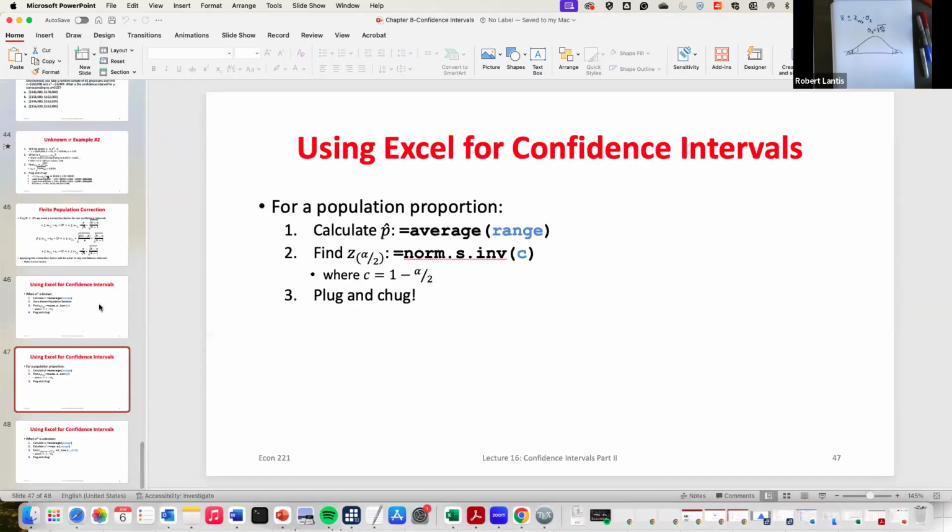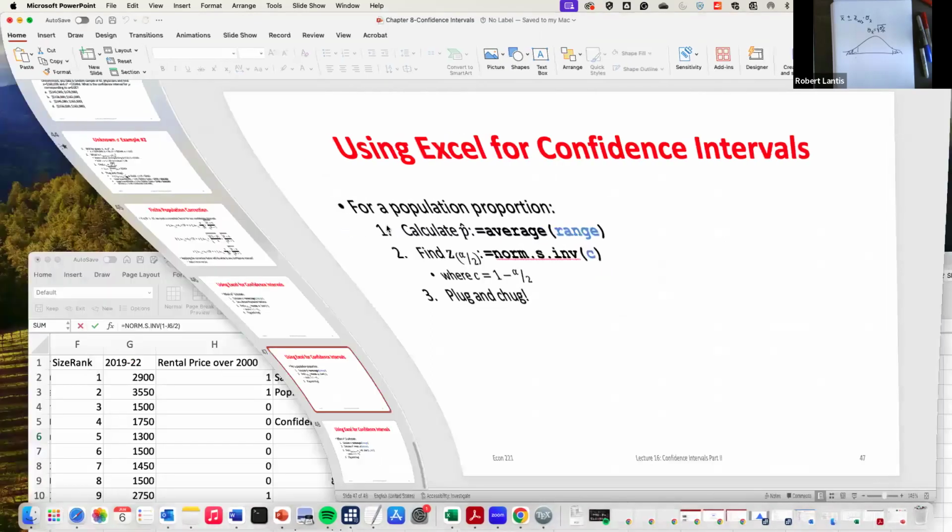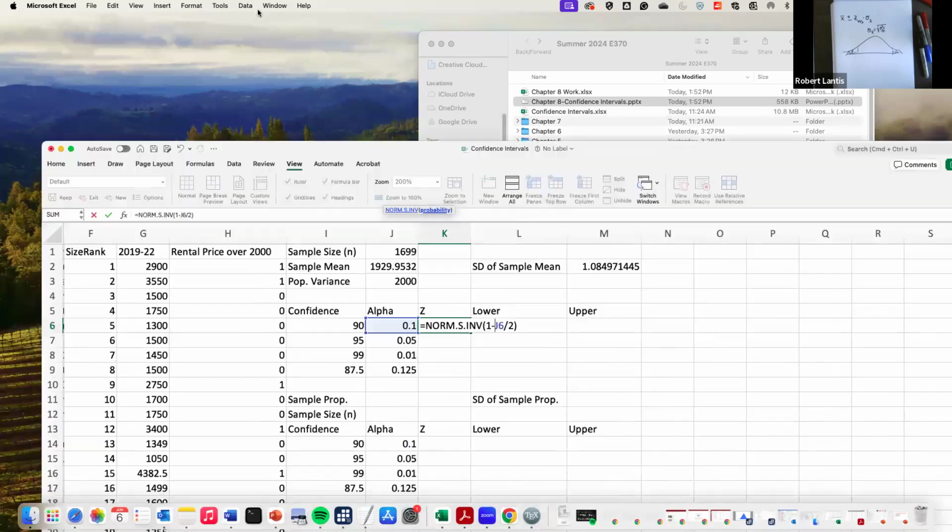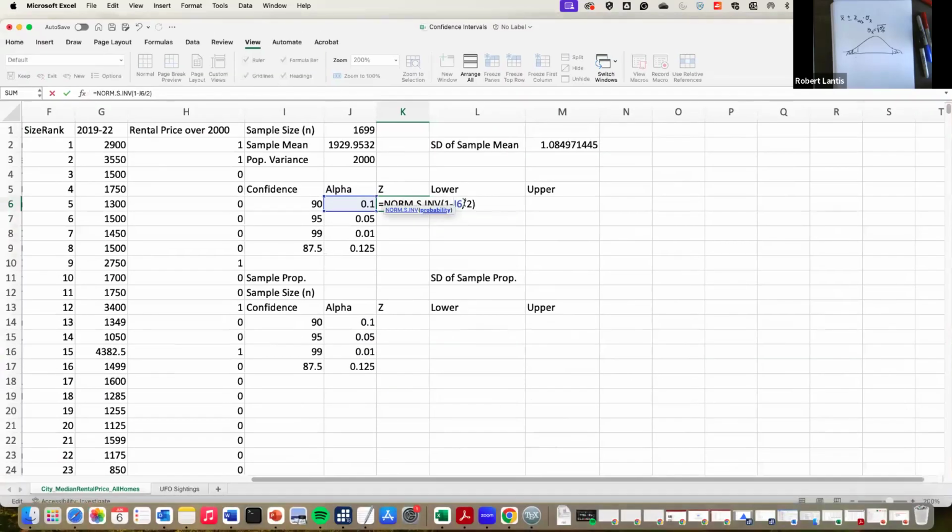So that's where I've got this C. So 1 minus alpha over 2 is what you put into this INV function. So that's what I'm using here. But you could use the absolute value as well. Now we've got that Z value.